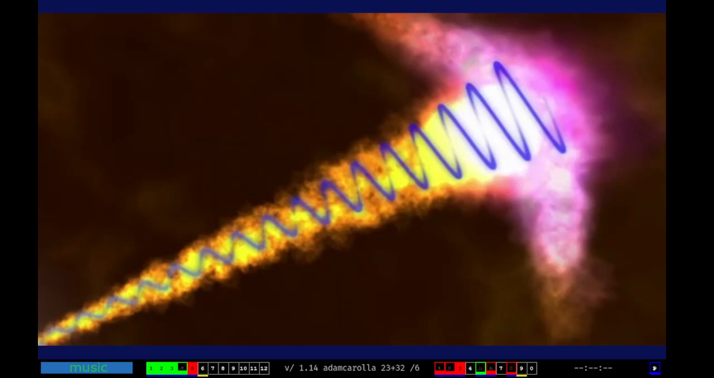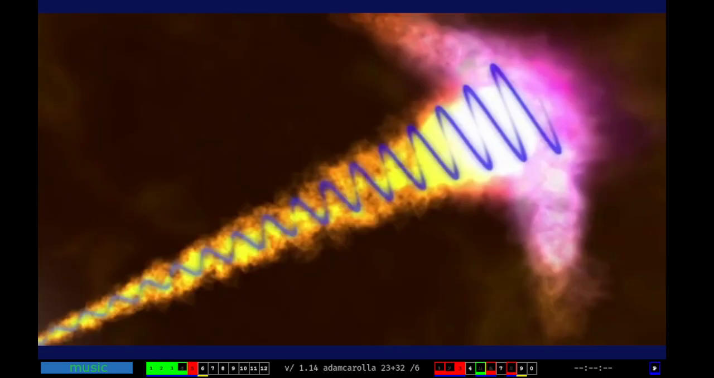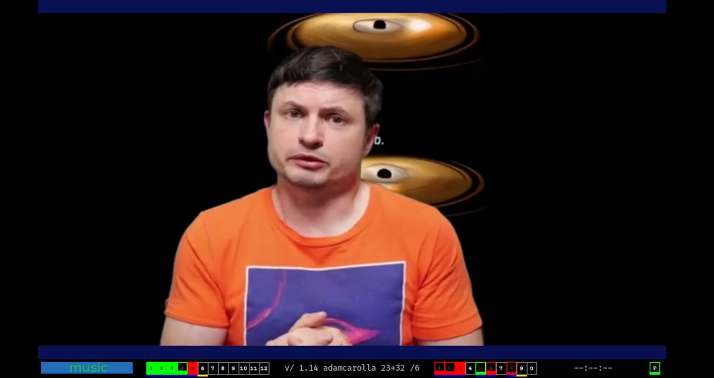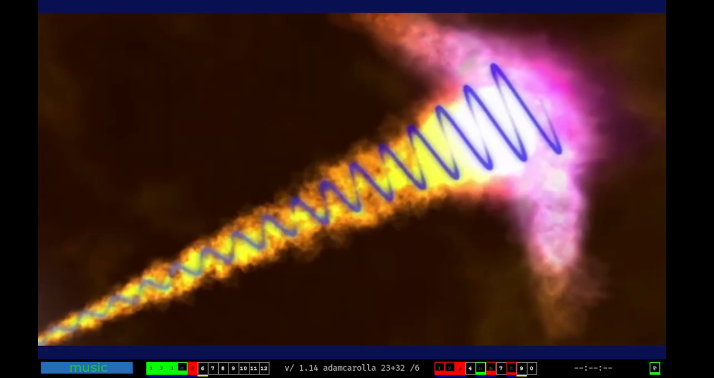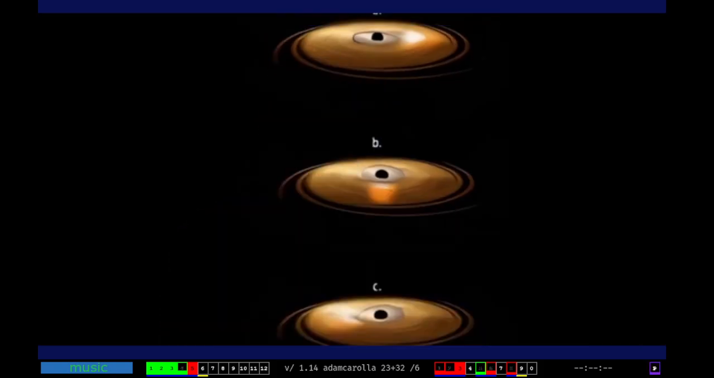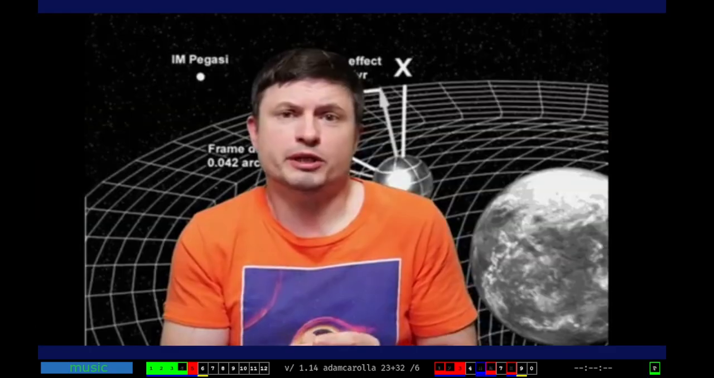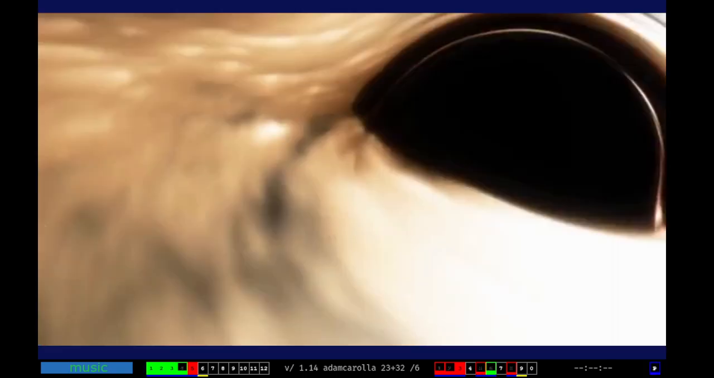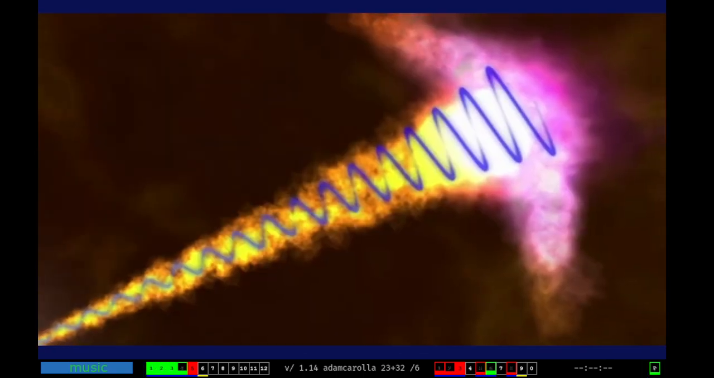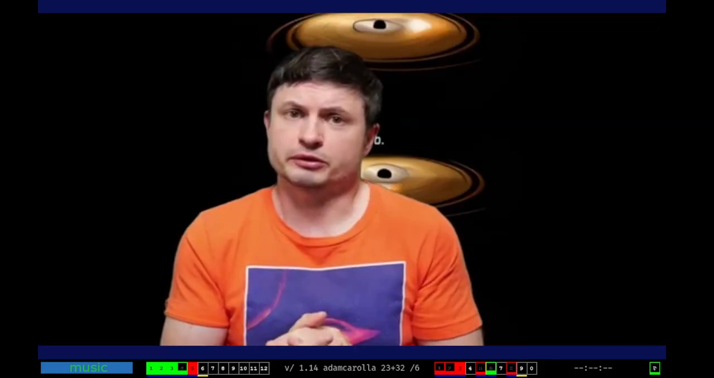Frame dragging. Let's briefly talk about how all this happens, the mechanics of these engines.